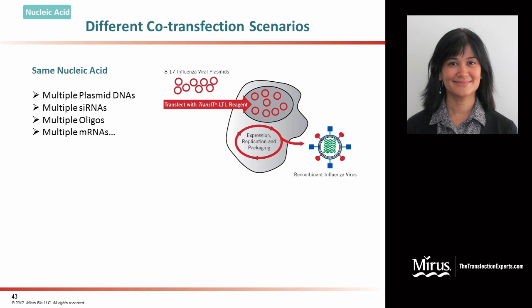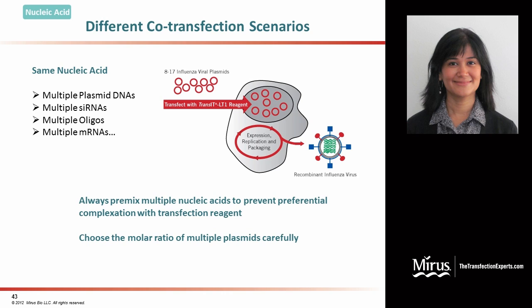In most cases, people co-transfect multiple plasmid DNAs, but they can also co-transfect other nucleic acids such as multiple siRNAs, oligos, or mRNAs. It is very critical to always pre-mix multiple nucleic acids to prevent preferential complexation with the transfection reagent. If you have a mixture of 3 plasmids, always pre-mix them to avoid complexing one plasmid better than the other. Also, depending on your application, it is critical to choose the molar ratio of the multiple plasmids carefully.